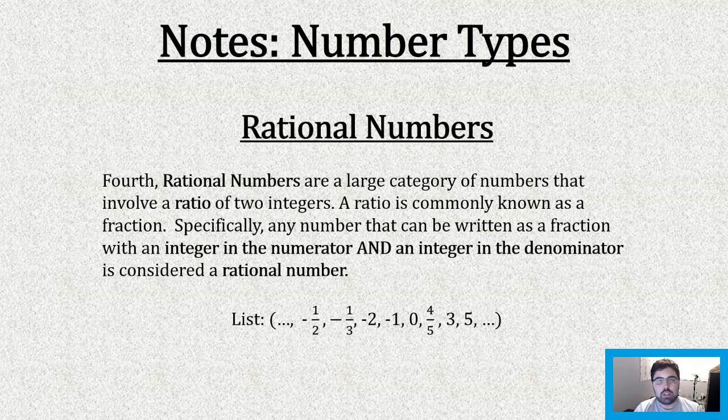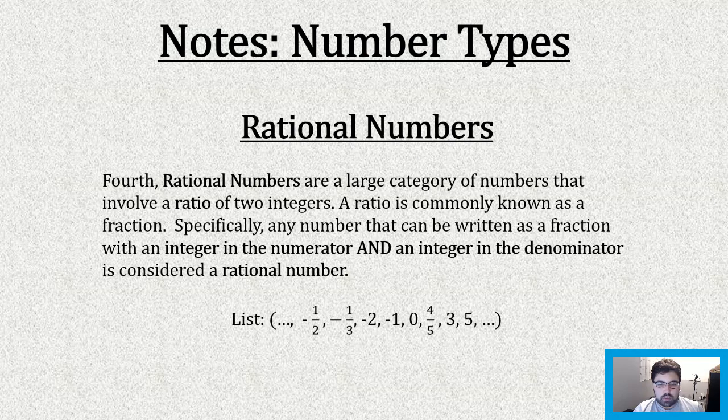Rational numbers. The easiest way to remember rational numbers is to look at the root of rational, which is ratio. Ratio should make you think fraction. And that is typically the distinction that we use when we talk about rational numbers. This is where we start introducing fractions, specifically fractions that have an integer in the numerator and an integer in the denominator.